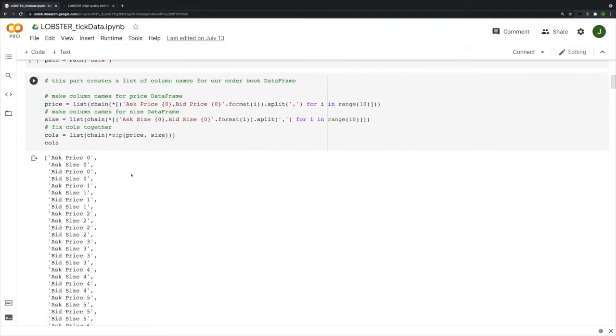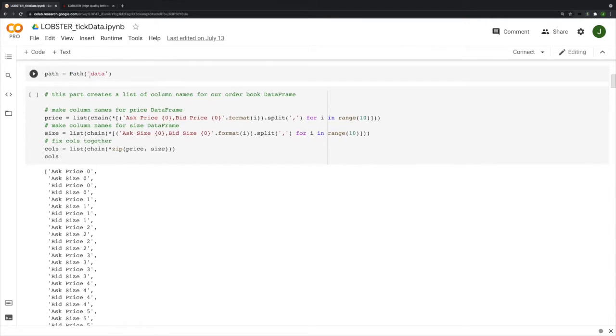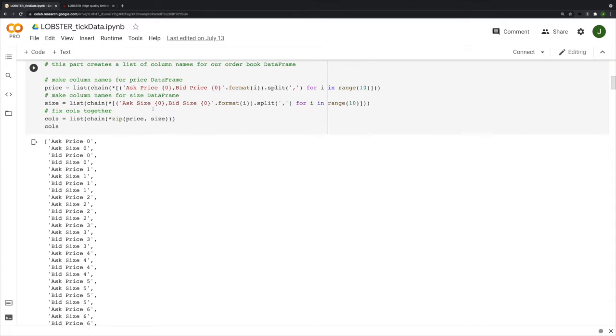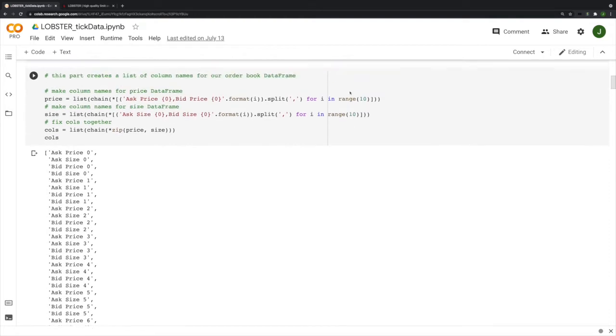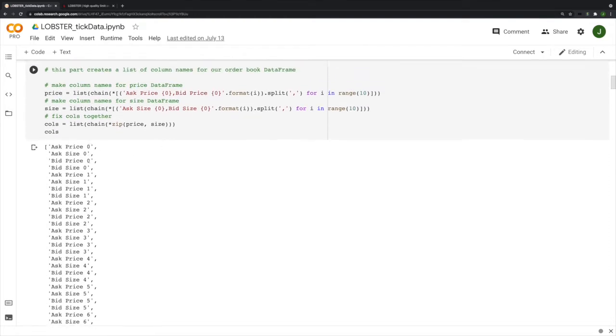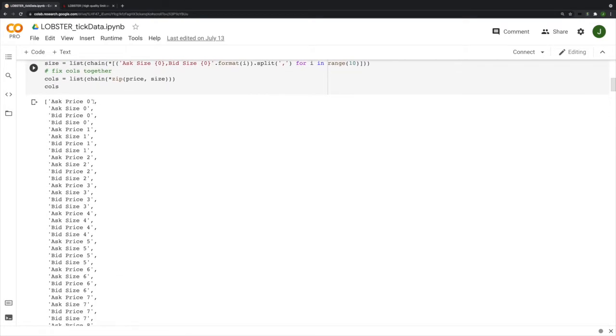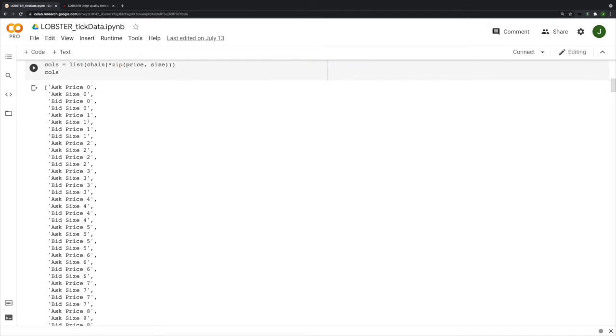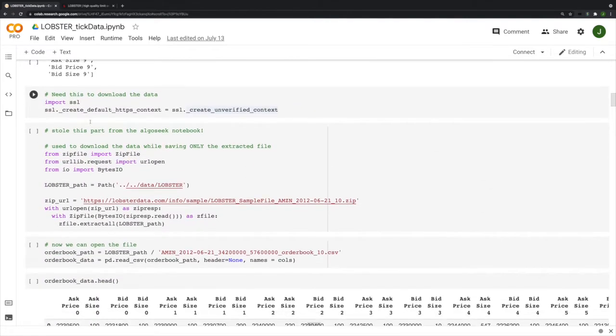Now, the first thing that I did here was I set the path. I created this folder called data. And I'm just making the column names here. So what I'm doing is I'm getting ask price and a number and then bid price and a number, and I'm chaining all this stuff together. And so this cell creates this list of column names: ask price 0, ask size 0, bid price 0, bid size 0. And that's going to serve as column names for the data frame that we're eventually going to make.